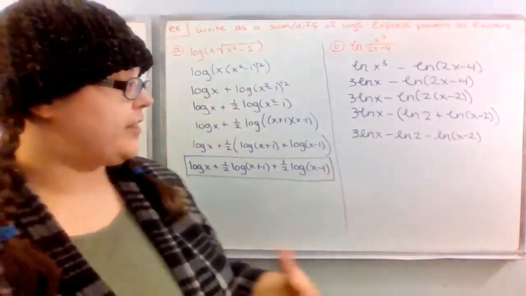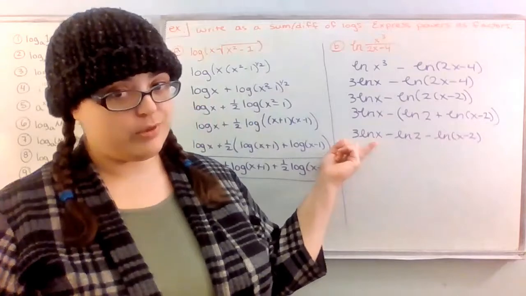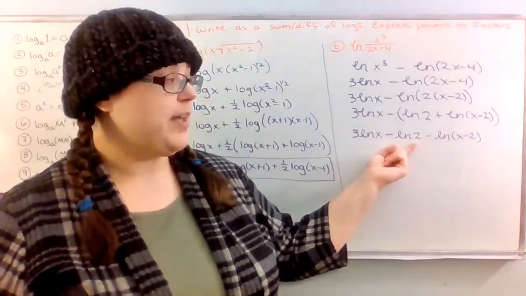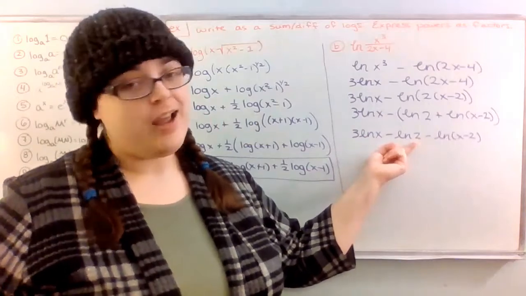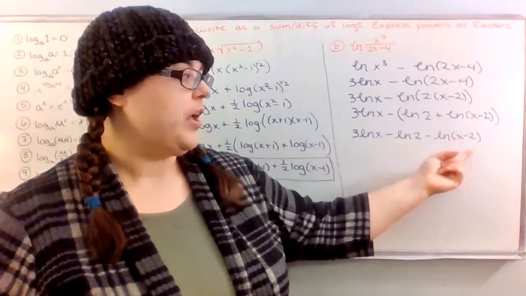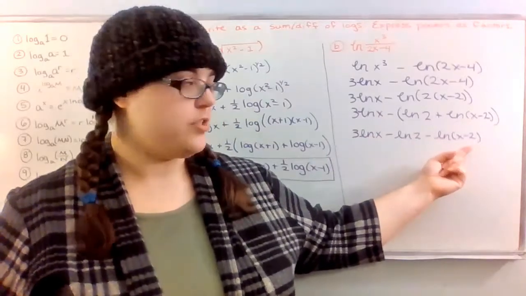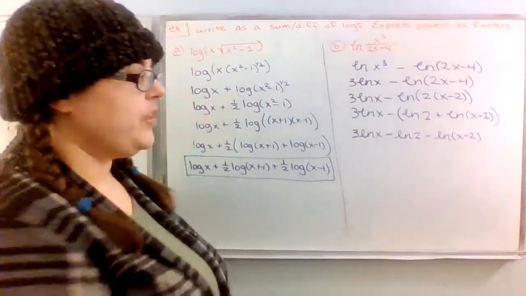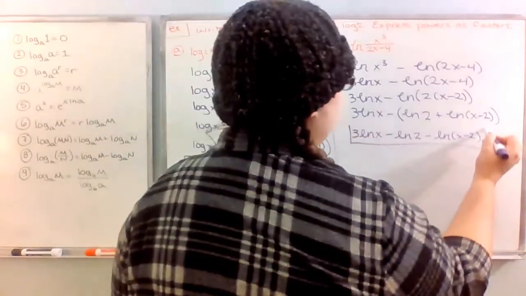Now, when I look at these, I can't do anything with the natural log of x. I can't do anything with 2. Maybe if this was like 9, I could think of that as 3 squared and break it down further. And I can't do anything with x minus 2. The subtraction on the inside, we don't have a property to break that down. So this is going to be it.